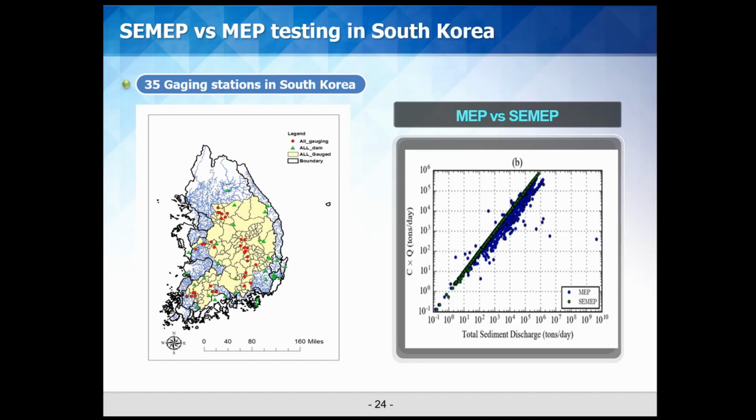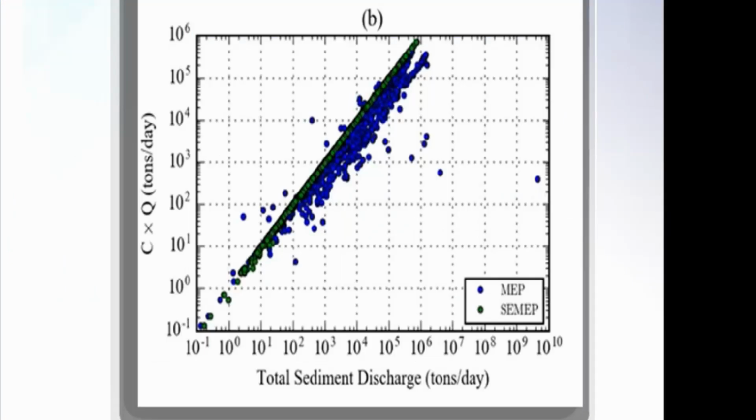And we compared MEP and CMAP. And the CMAP is here in the green dots. And look at this here. We have 1, 2, 3, 4, 5, 6 log scales here. So you're going from 1 ton to 1 million tons per day. 1 million tons of sediment per day. You're going to shovel for quite a while to carry all this sediment load here.